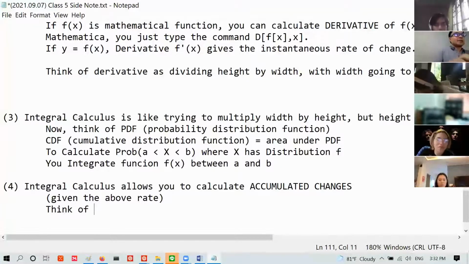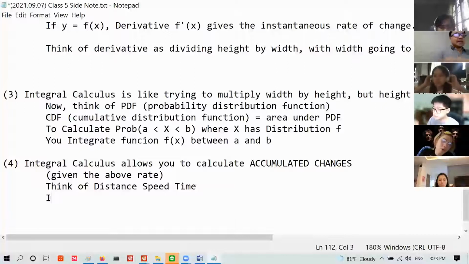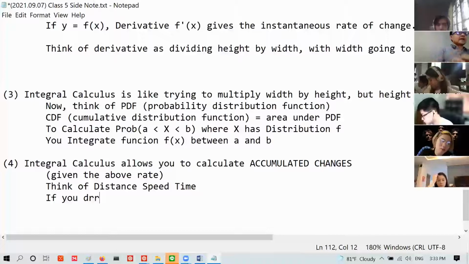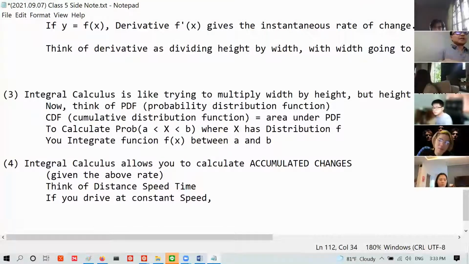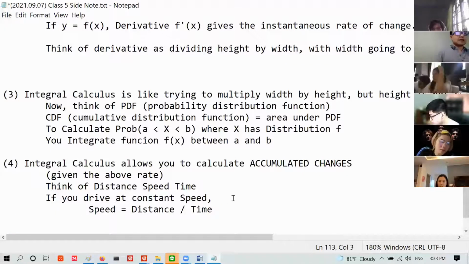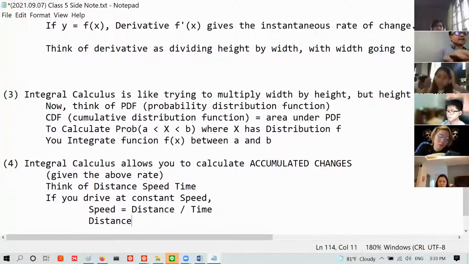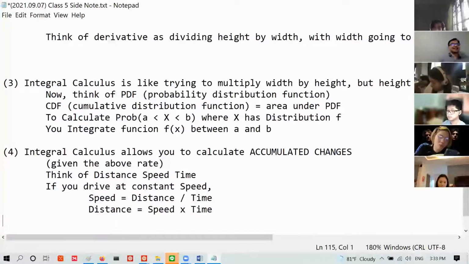Think of speed, distance, time. If you drive at constant speed, speed is equal to distance divided by time, and distance is equal to speed times time, right? That's easy, right? That's the speed.